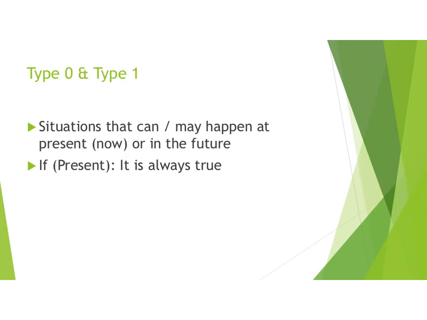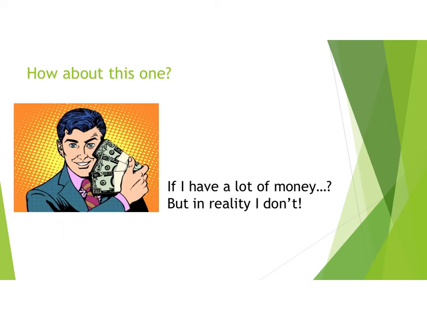So let's have a quick summary of type 0 and type 1. Both types talk about the situations that can or may happen at present or in the future. And in both cases, we use present tense in the if clause. But how about this one? If I have a lot of money, but in reality I don't, do I still use type 1 conditionals?